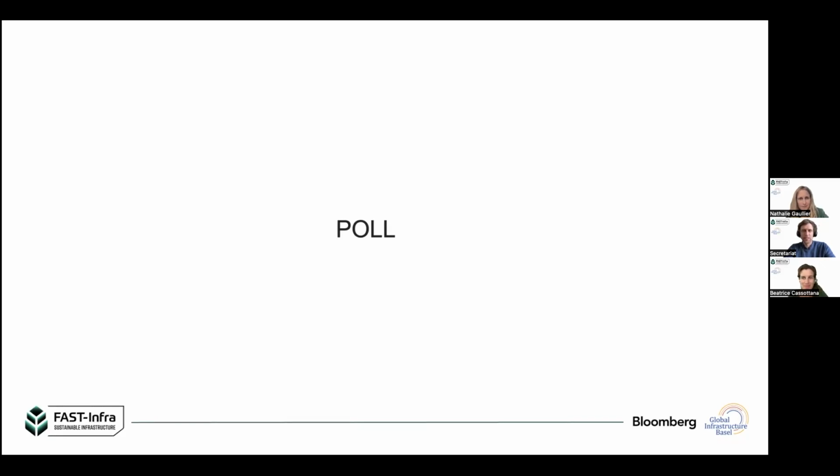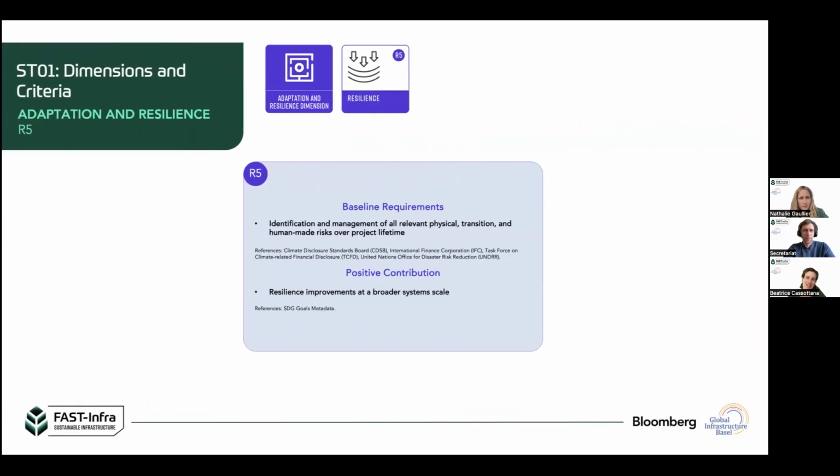Okay, great. Thank you for answering the poll. Okay, so we move on to the next dimension, which is adaptation and resilience, which contains only one criterion. In this criterion, we ask a project to be able to identify and manage all the relevant physical, transition, and human-made risks over the project lifetime.